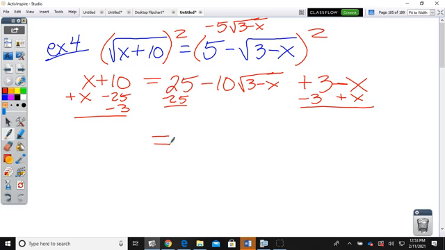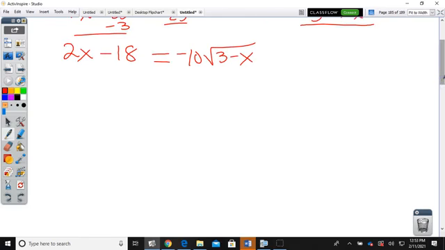So x plus x. Don't say x squared. 2x. I got 2x. 10 minus 25 minus 3 is negative 18, equals negative 10 square root of 3 minus x. You can divide by negative 10. Normally I would, but the reason I'm not is because the numbers over here aren't divisible by 10. If they were, absolutely, I'd divide by negative 10. But as it is, I'm just going to leave it like it is.